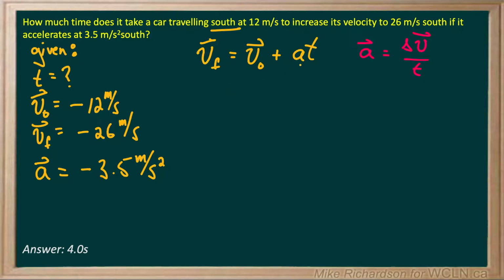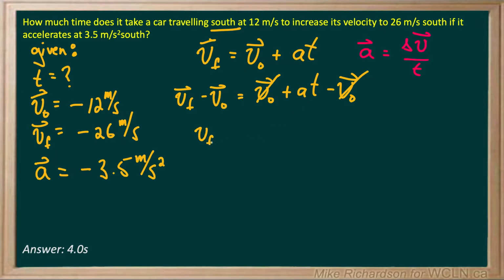So to get t by itself, let's get rid of the v initial first. Subtract v initial from both sides. So I get v final minus v initial equals v initial plus a t minus v initial. And on the right-hand side, I've got a positive v initial and a negative v initial, so they're gone. Now, also attached to the t is an acceleration. And since it's attached by multiplication, we're going to divide both sides by a to get t by itself.